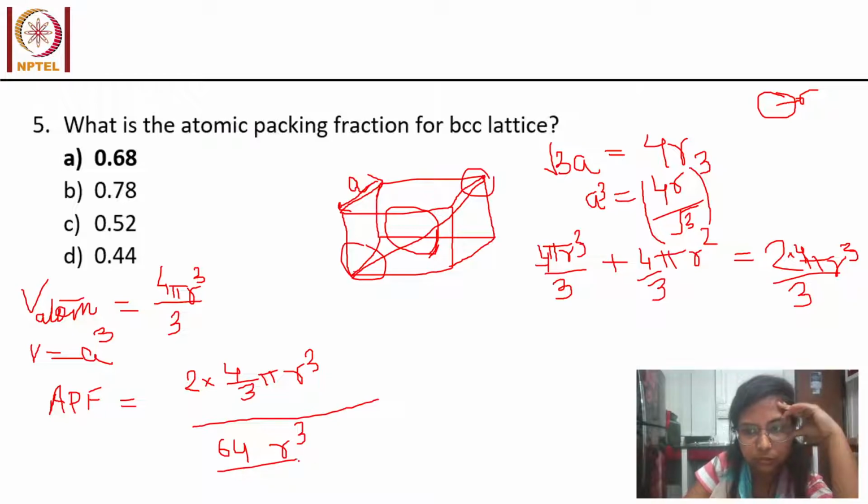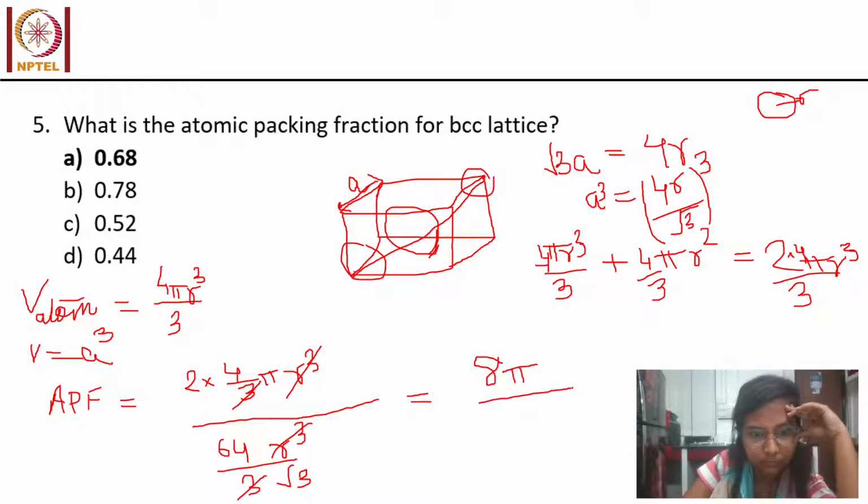Well, what is the cube of root 3? So this will be 3 root 3. Now at first r cube will go. This 3 and this 3 will go, right? Then we have 4 2s are 8. Then we have 64 at the bottom, and this root 3 will go up.